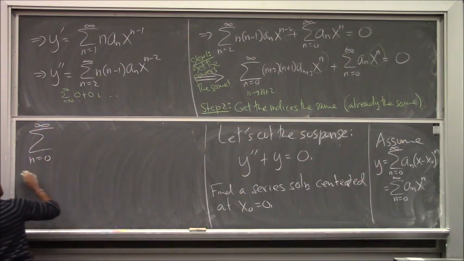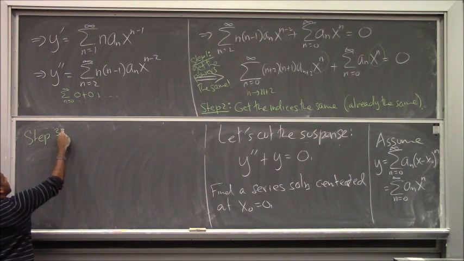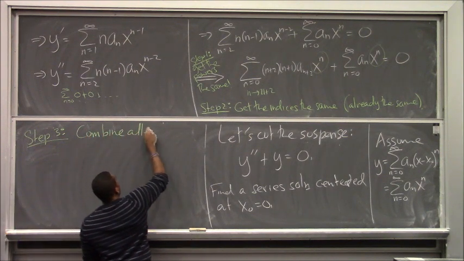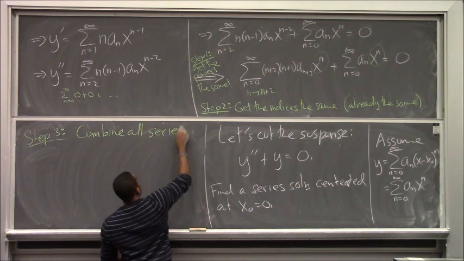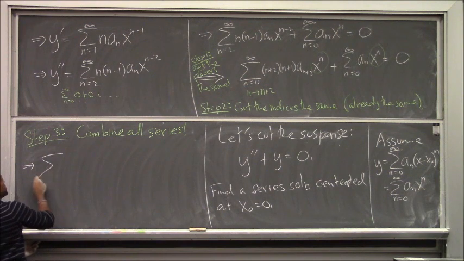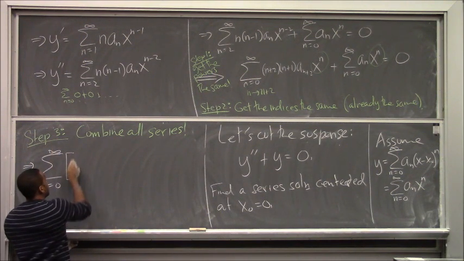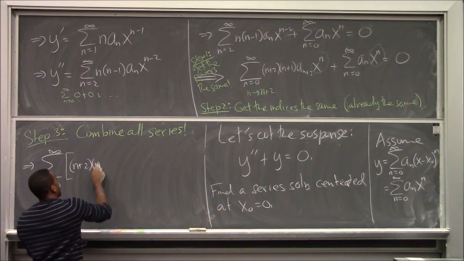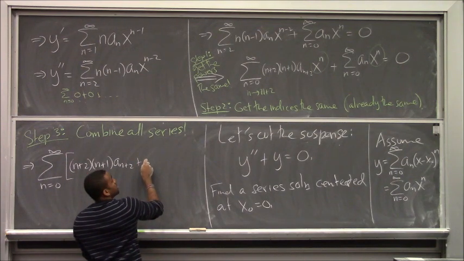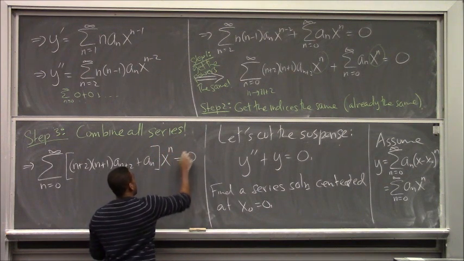Now, this is step 3: combine all series. Once you get all of the powers the same and all the indexes the same, you combine all the series. So now I can get one big series, n equals 0 to infinity, of (n plus 2)(n plus 1) a_(n plus 2) plus a_n, x to the n equals 0.